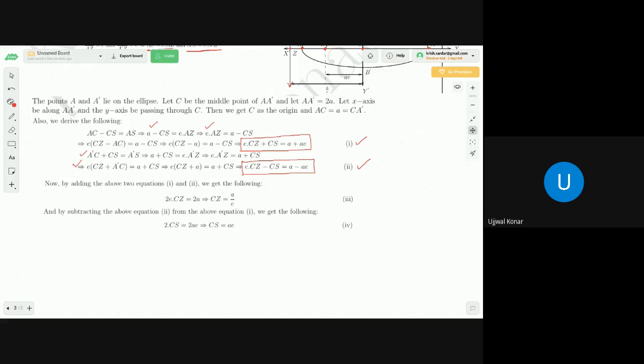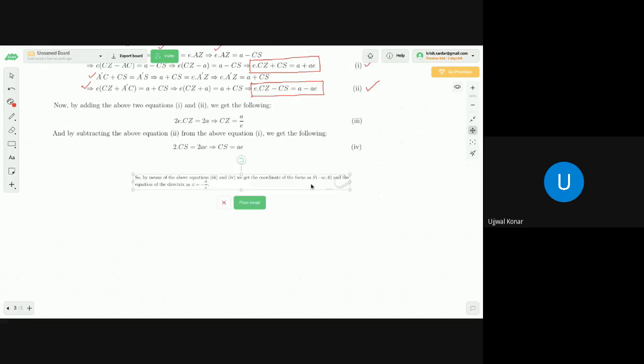Now, dear students, if you look into equations 3 and 4, we get the coordinate of the point S. And what is that? That is minus AE comma 0. And also we get the equation of the directrix as x is equal to minus A by E. These are two very important observations, because C is nothing but the center. To derive this important information only, we made so many previous steps to come to this one.